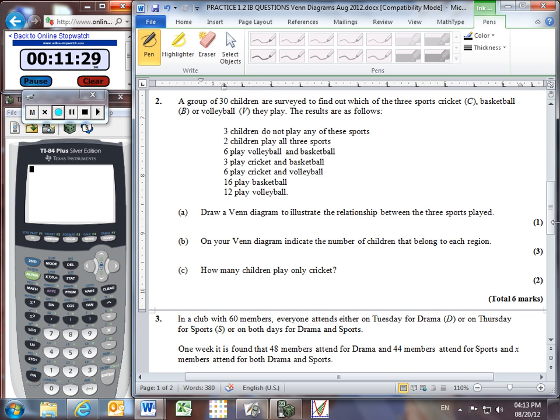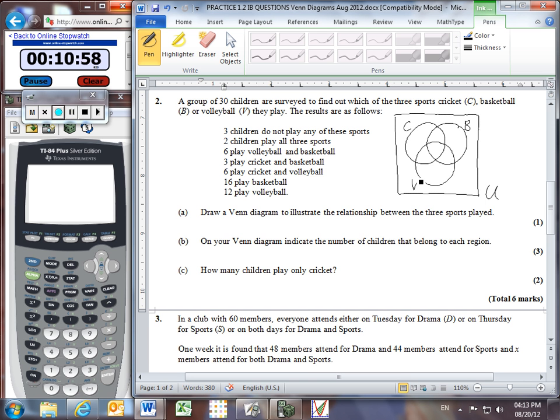Now, I know I said that you should start with a rectangle, but when you're dealing with 3 circles, I would probably actually draw the 3 circles first, for the very easy reason that if you draw the rectangle first, you might find that you don't have enough room to draw your circles comfortably. I find it actually a lot easier to draw my circles first and then draw my rectangle for my U, my universal set around the outside. And I've got these 3 circles representing cricket, C, basketball, B, and volleyball, V.